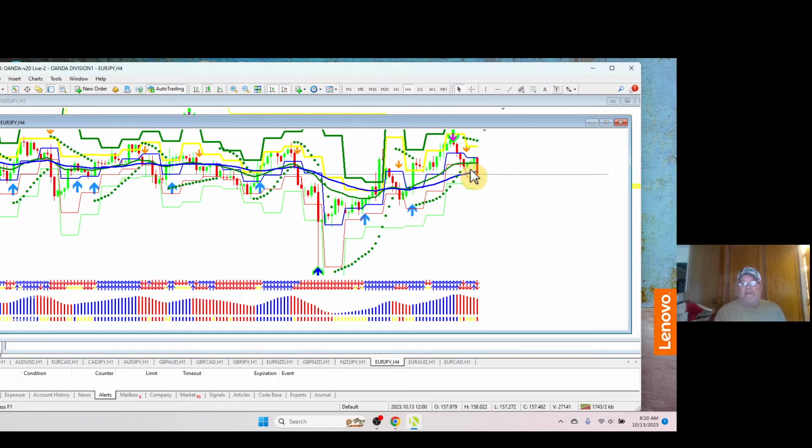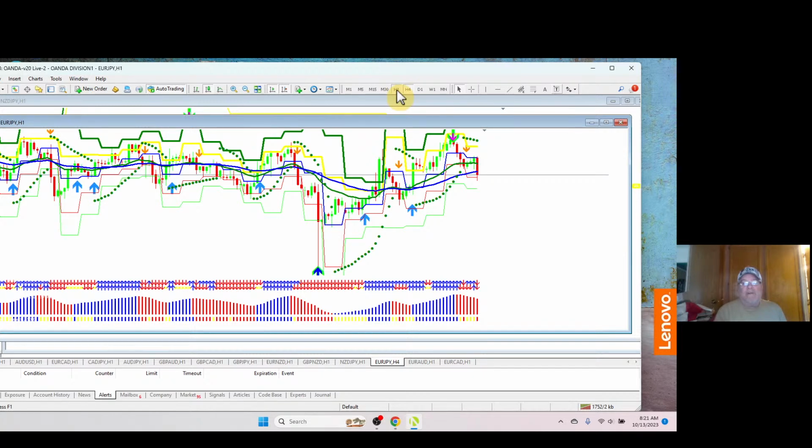We could see a retracement back up into here for the sell, but the buy is a good ways off. Longer term buy, we're going to make money. Of course, there's other places in here too you could look at.